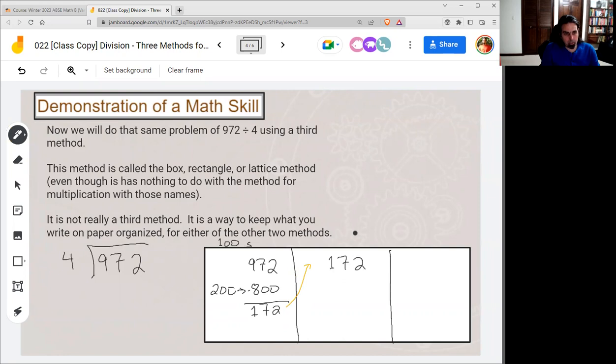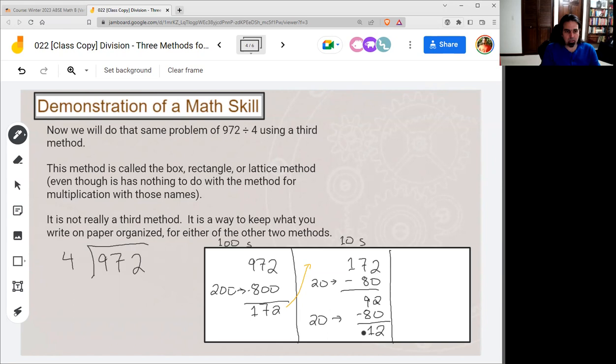Now I'm at my tens. How many tens can I put there? I'm going to move this farther. Well, maybe I put 20. 20 times 4 is 80. When I subtract that, I'm not done yet. I can fit another 80 in there. So I'll take another 20. And that's all the tens I can do.